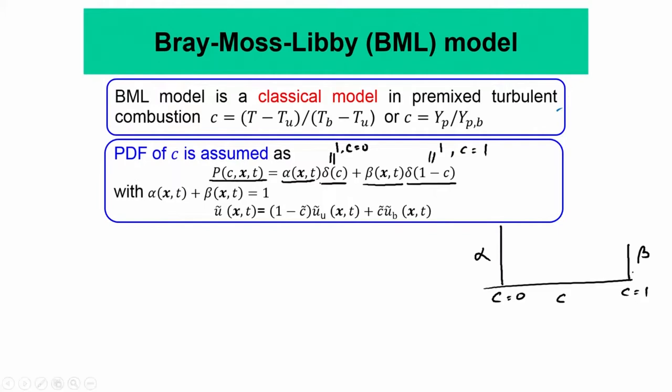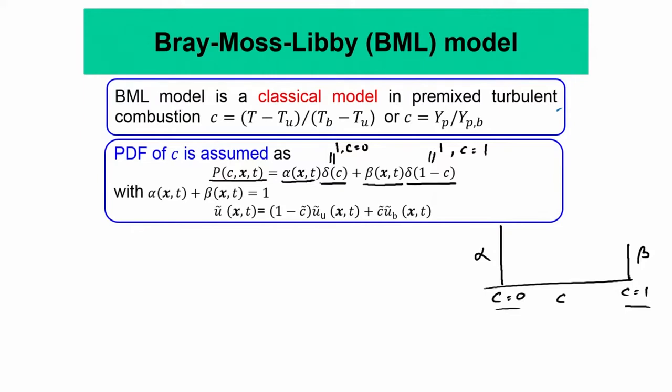This type of model is only valid in the corrugated flamelets regime, where C only varies between 0 and 1, and any other values are not possible. Of course, C equal to 0 corresponds to the reactants, and C equal to 1 corresponds to the products, and this way we can figure out the location of the flame.